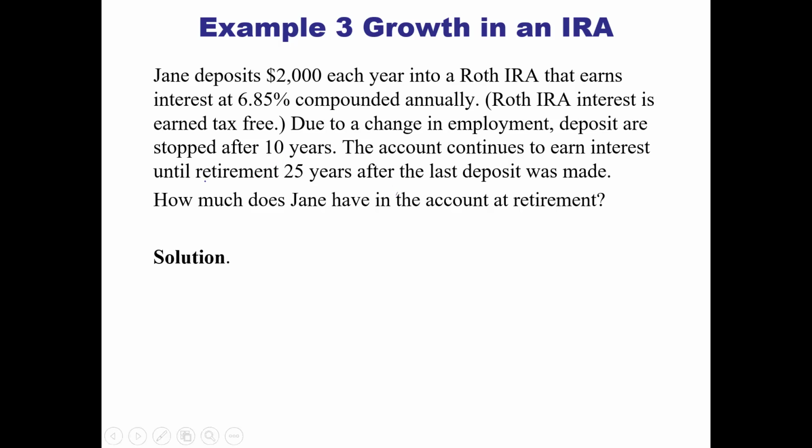Well, our future value is going to be our payment, which is 2,000, times 1 plus our interest, 0.0685, raised to the power 10, minus 1, and then divided by I, which is 0.0685. So that is going to be our future value at the end of 10 years.